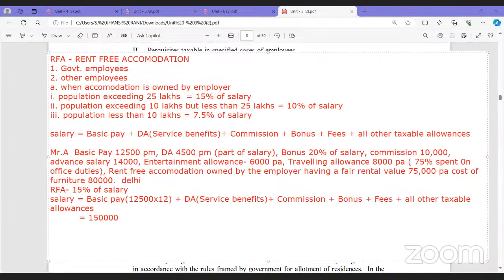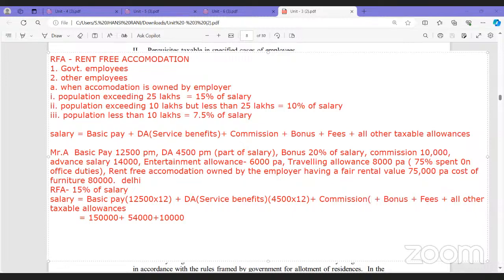Next, DA. DA is given 4,500 into 12 months, and it comes to 54,000. Next, commission. Look at the commission. The commission amount is given directly, that is 10,000. So I'll write commission 10,000.